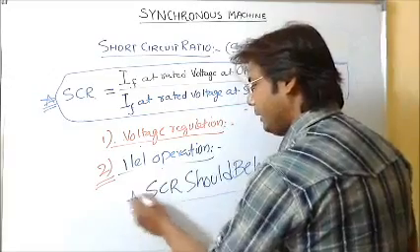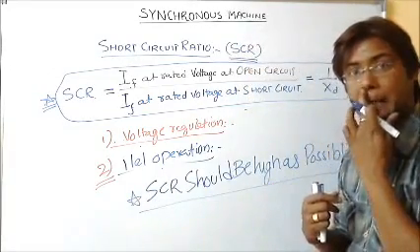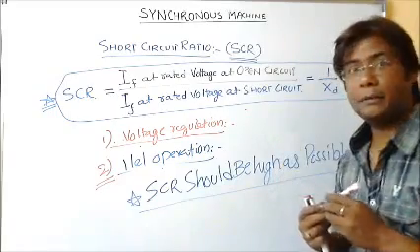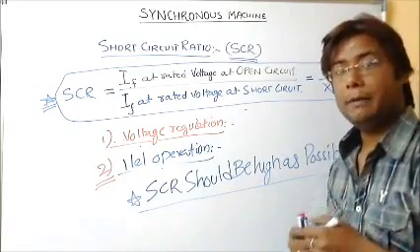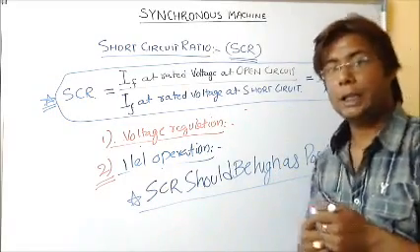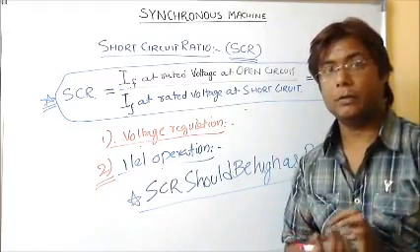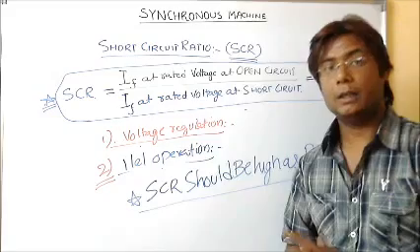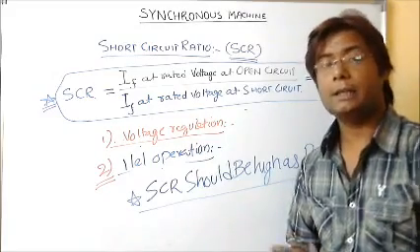This is an important thing. The SCR should be as high as it can be, and we have seen that for non-salient pole it is between 1 and 1.5, and for salient pole it is 0.5 to 0.7. So when it comes to parallel operation of two generators, the SCR should be as high as possible.